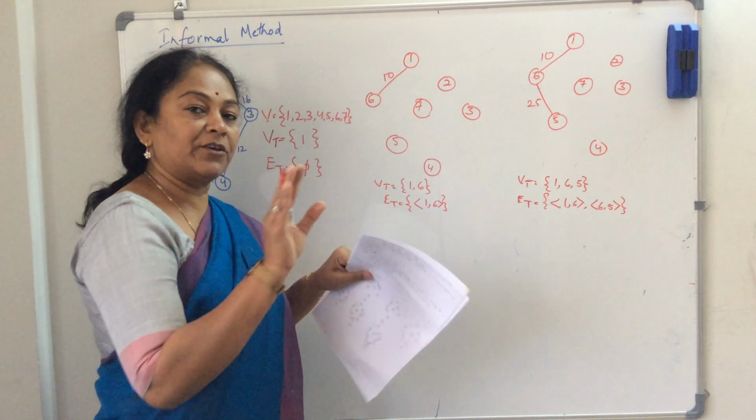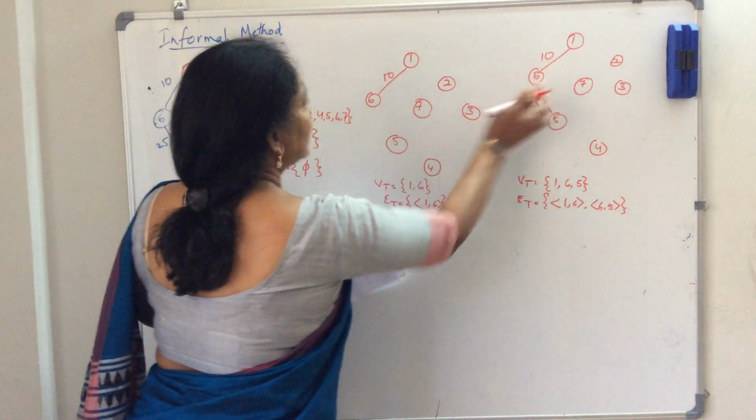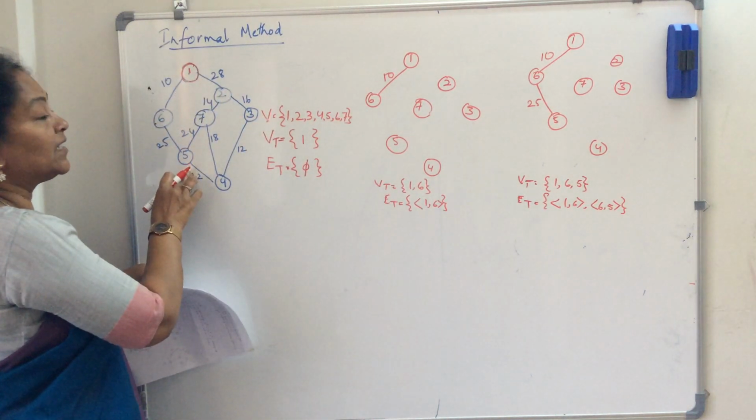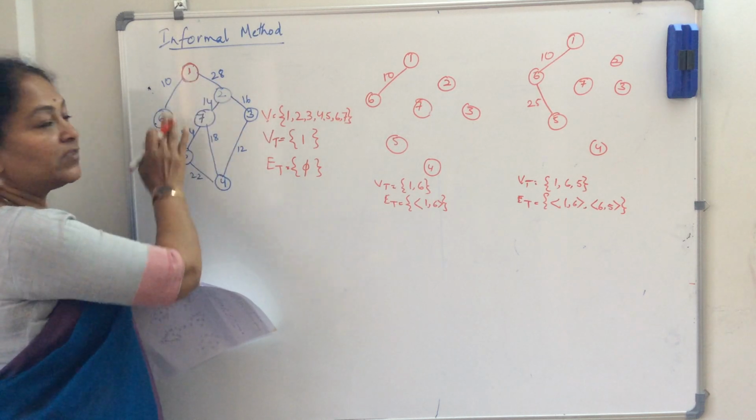It doesn't make any difference if you write 5, 6 or 6, 5. Okay. Next, now you have considered 1, 6, 5. 1, 6, 5 have been considered. So what are the vertices that are connected to any one of these selected ones?